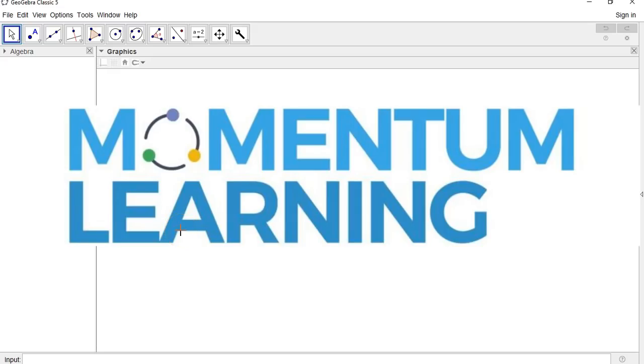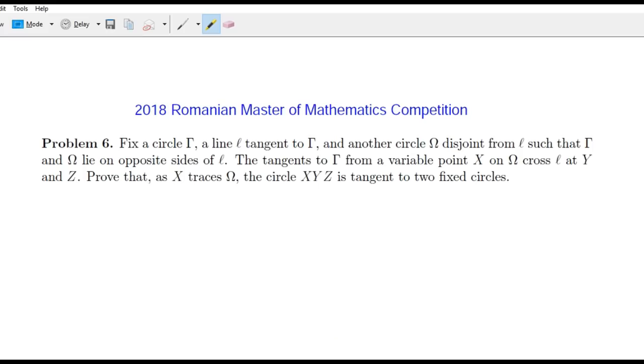In this lecture we will be solving Romanian Masters competition problem number 6 from the year 2018. Here is a view of this problem. We are going to fix a circle gamma and a line L tangent to it, and then on the other side of the line from that circle we will draw another circle omega, but this one will be disjoint from L. That's important. So therefore we have two circles.